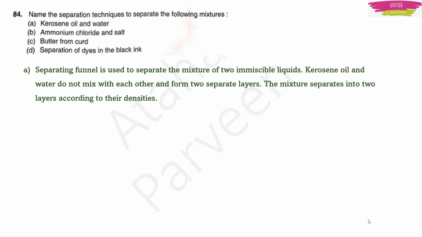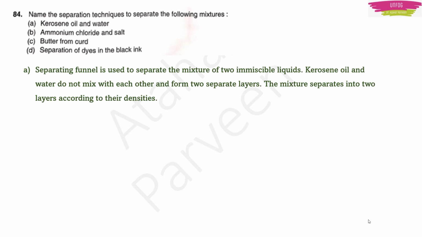That's it, right? So the separating funnel will be used to separate the mixture of two immiscible liquids. Kerosene oil and water do not mix with each other. They form different layers. That's why this mixture will separate into 2 layers according to the densities. So you use that separating funnel and you separate them.